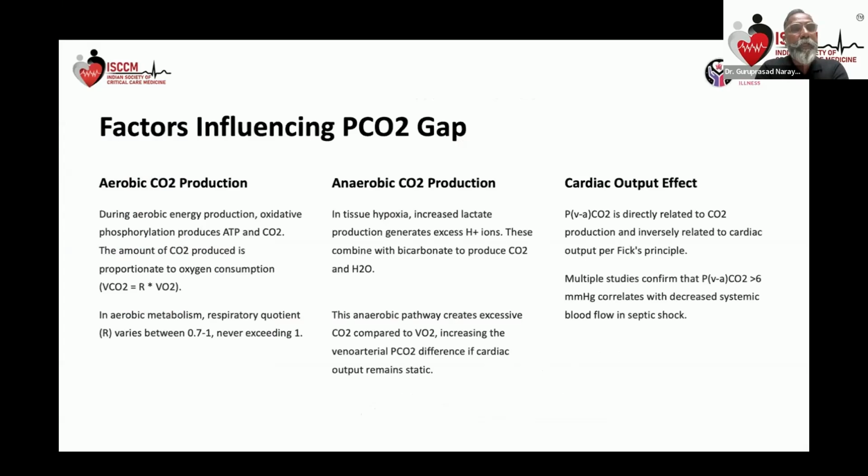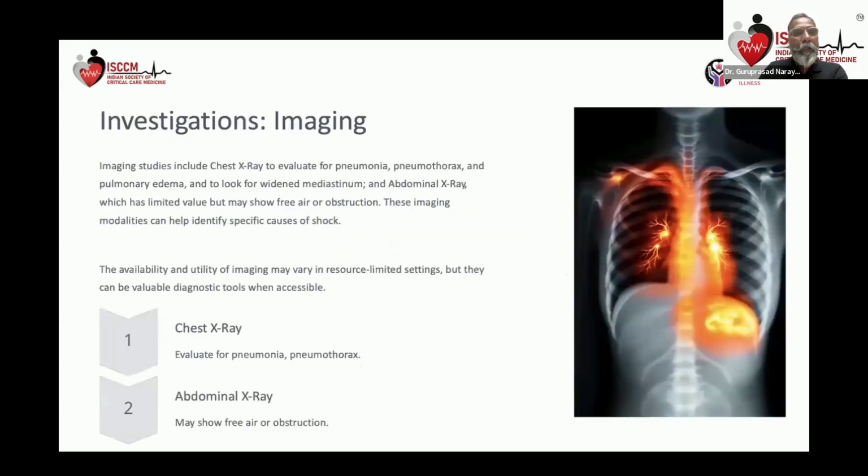If the patient has aerobic carbon dioxide production, the VA gap will be normal. Whereas in anaerobic carbon dioxide production, there may be a widening of the veno-arterial gap because in tissue hypoxia, increased lactate production generates hydrogen, and this combines with bicarbonate to produce carbon dioxide and water. As I said, the VA carbon dioxide gap is directly related to the production of carbon dioxide, but inversely related to the cardiac output.